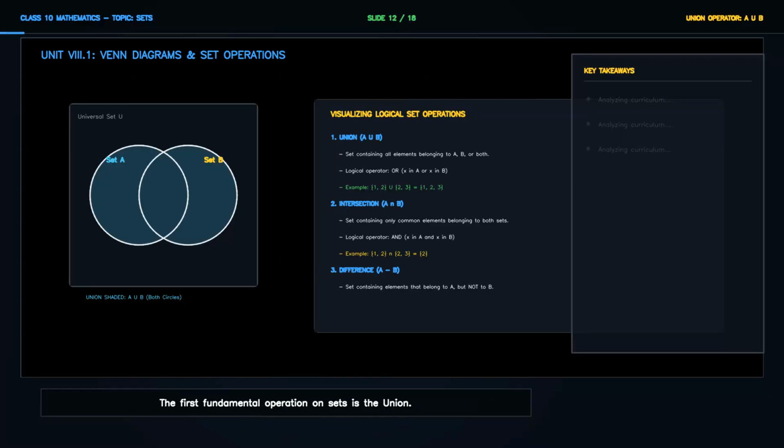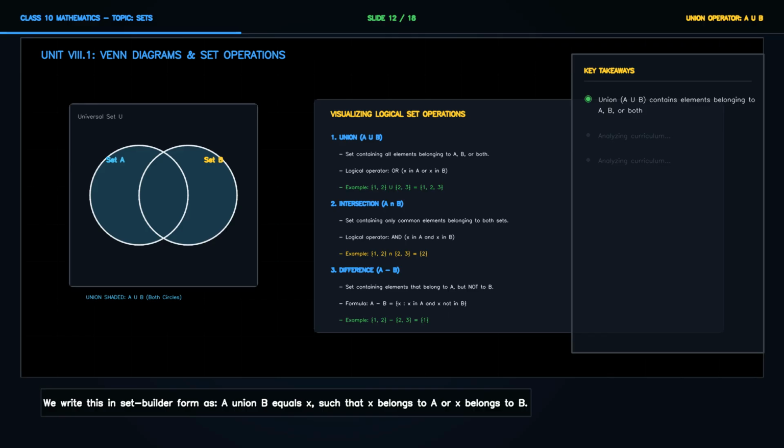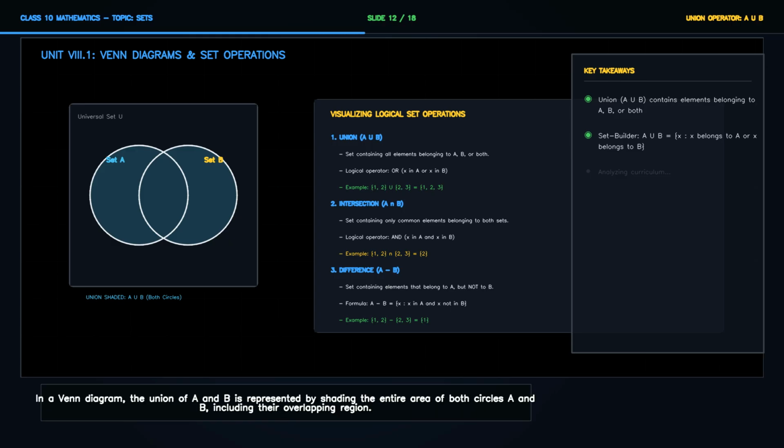The first fundamental operation on sets is the union. The union of two sets A and B, denoted as A union B, is the set of all elements that belong to either A or to B or to both. We write this in set builder form as A union B equals {x such that x belongs to A or x belongs to B}. In a Venn diagram, the union of A and B is represented by shading the entire area of both circles A and B, including their overlapping region.